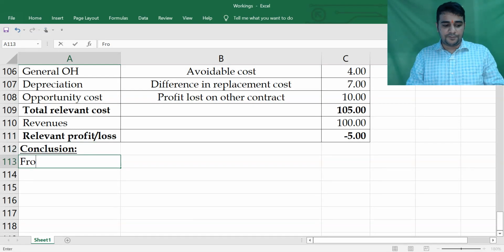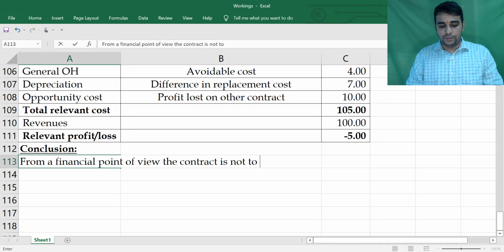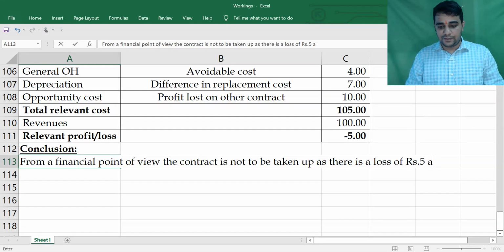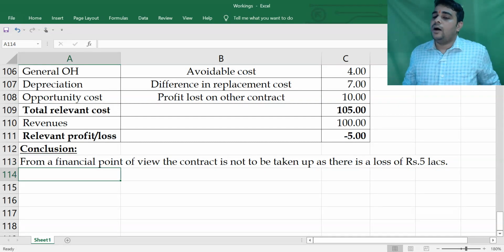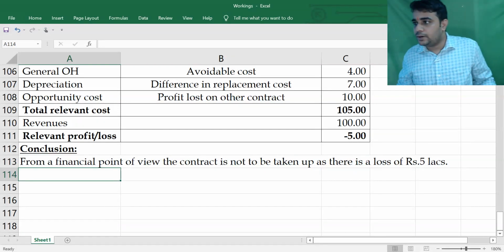From a financial point of view, you can write in a minute, the contract is not to be taken up, as there is a loss of rupees 5 lakhs. However, every answer we do like this only.